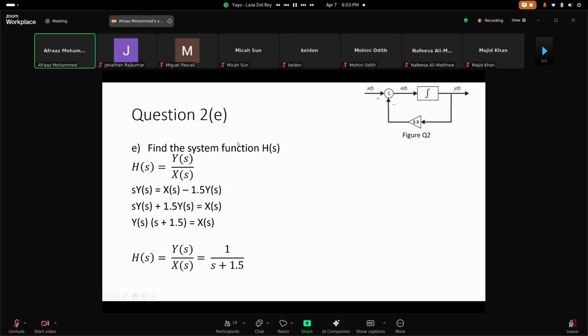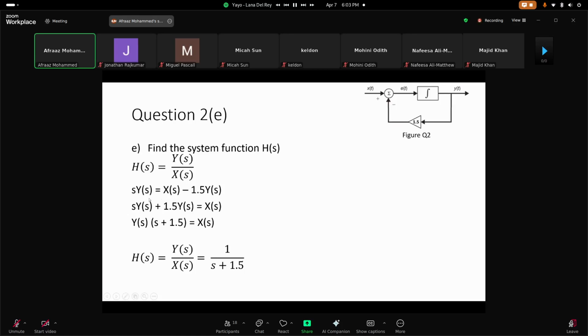Okay. After we do that, then we have to find the system function H(s), right? So again, H(s) is equal to Y(s) over X(s). Okay, so then we write our system function here. That's the system function, or Laplace transform of the differential equation.